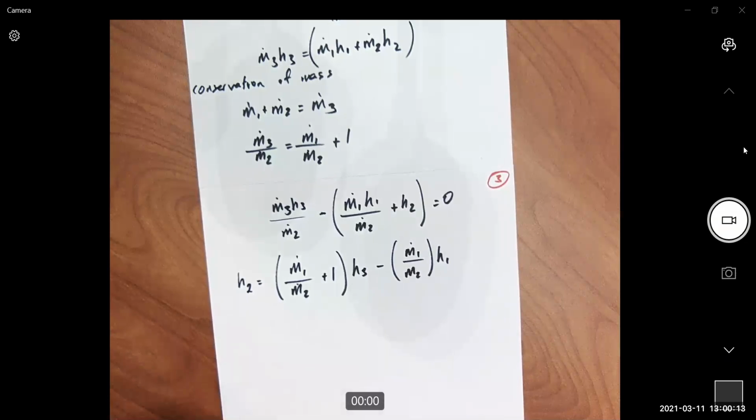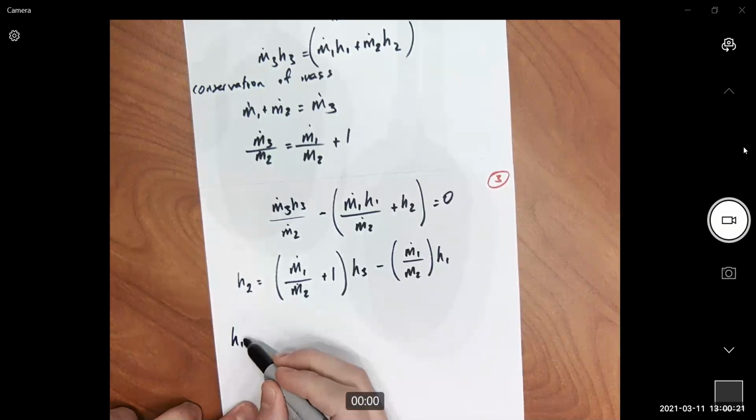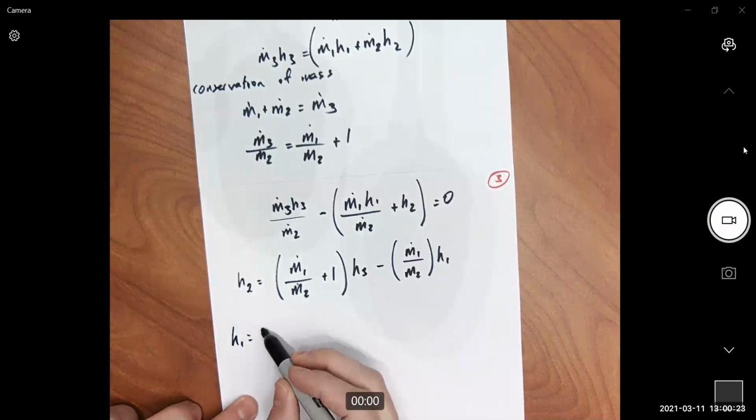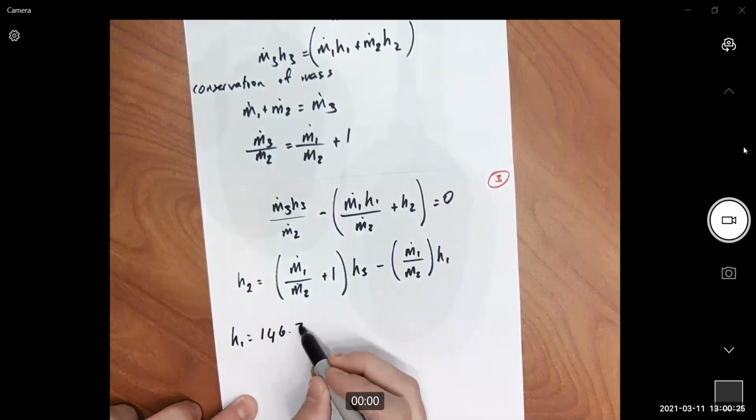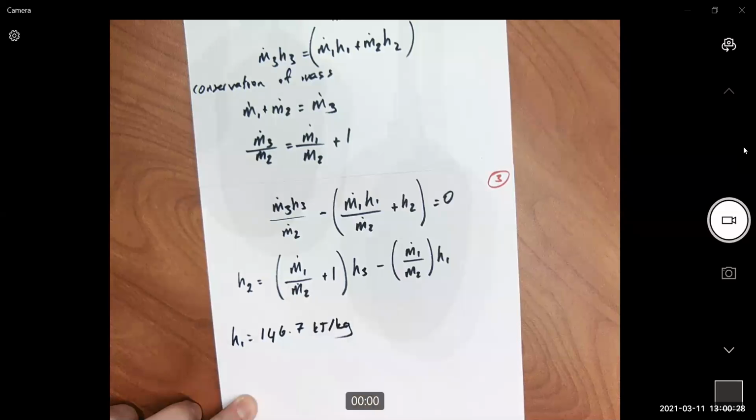My H1 from the table, because I know the conditions, right? It's a compressed liquid, I know the pressure, I know the temperature. H1 will be 146.7 kilojoules per kilogram.